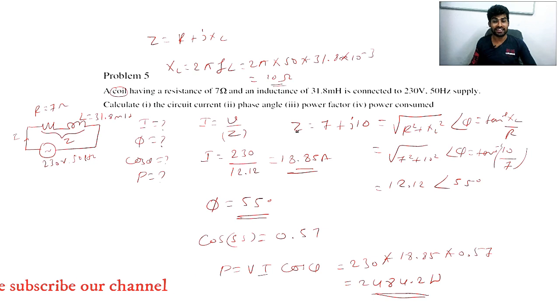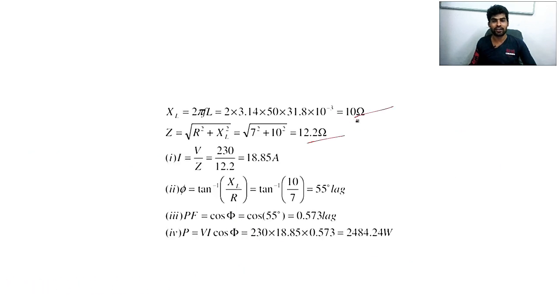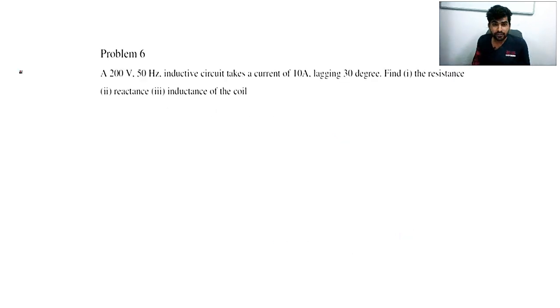Once again, we'll cross check the answer. So we got XL as 10 ohm, Z as 12.12, current 18.85, and phi 55 degree. Power factor is 0.57, and power is equal to V I cos phi, that is 2484.24. Right. Next problem, a 200 volts 50 hertz.